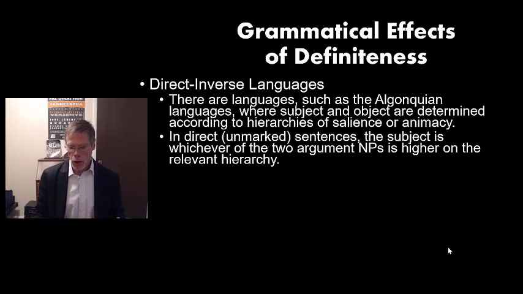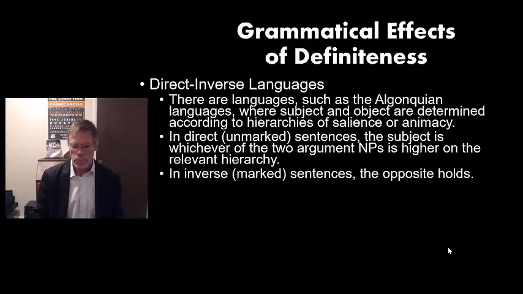In direct, unmarked sentences, the subject is whichever of the two argument NPs is higher on the relevant hierarchy. In inverse, that is the marked sentences, the opposite holds. So generally, you're going to assume that whatever argument is higher hierarchically in animacy or salience, or as I'm going to argue, a definiteness hierarchy, then that element is going to be the subject of the sentence, unless you indicate otherwise, and that is that you have an inverse marking on the verb.